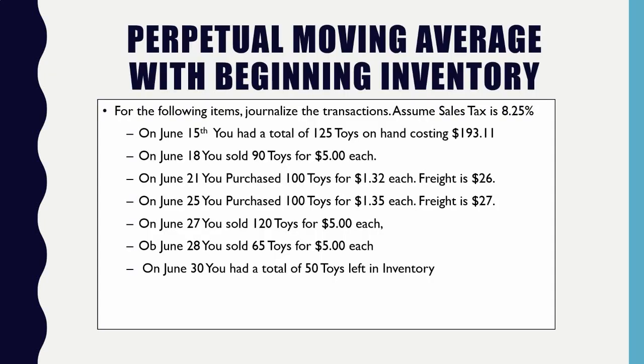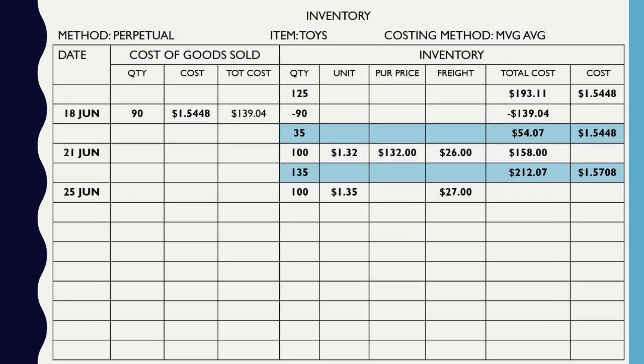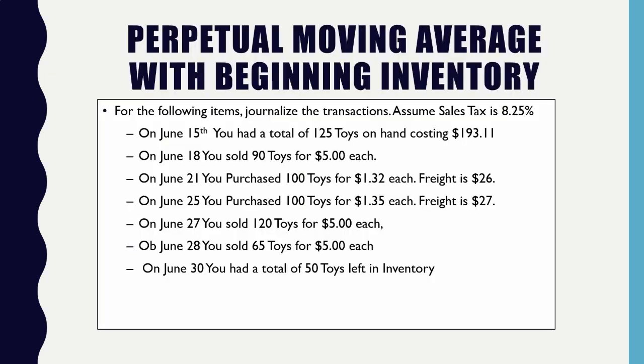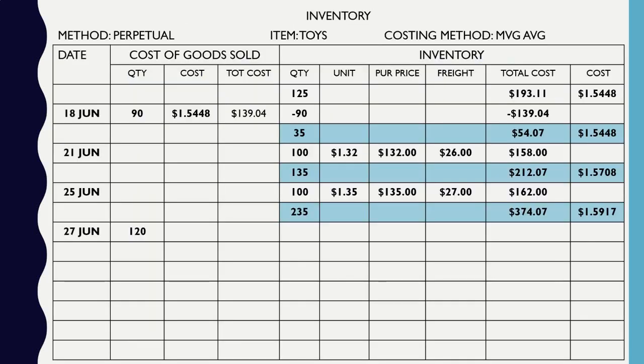And of course, you make another purchase again for 100 toys for $1.35. So again, recalculate everything. So now you have 235 units available to sell at a grand total cost of $374.07, which is going to give you now an average cost per item of $1.5917. So now what happens when I end up selling my units, 120? So if I sold 120 units, right, my average cost right now is $1.5917. Right? I go ahead and calculate that.